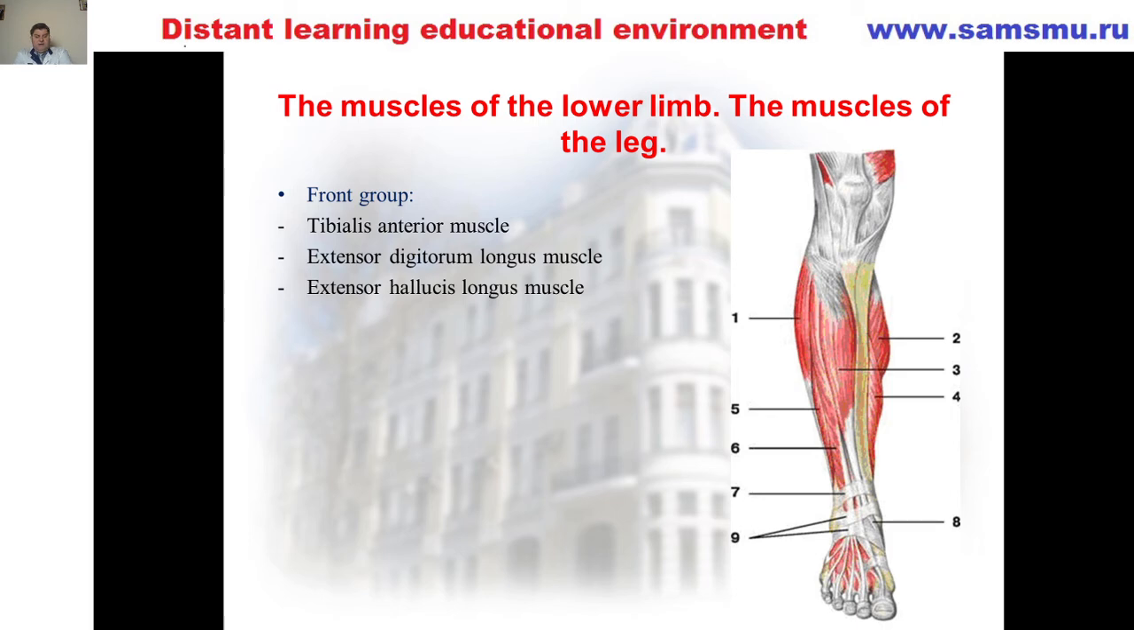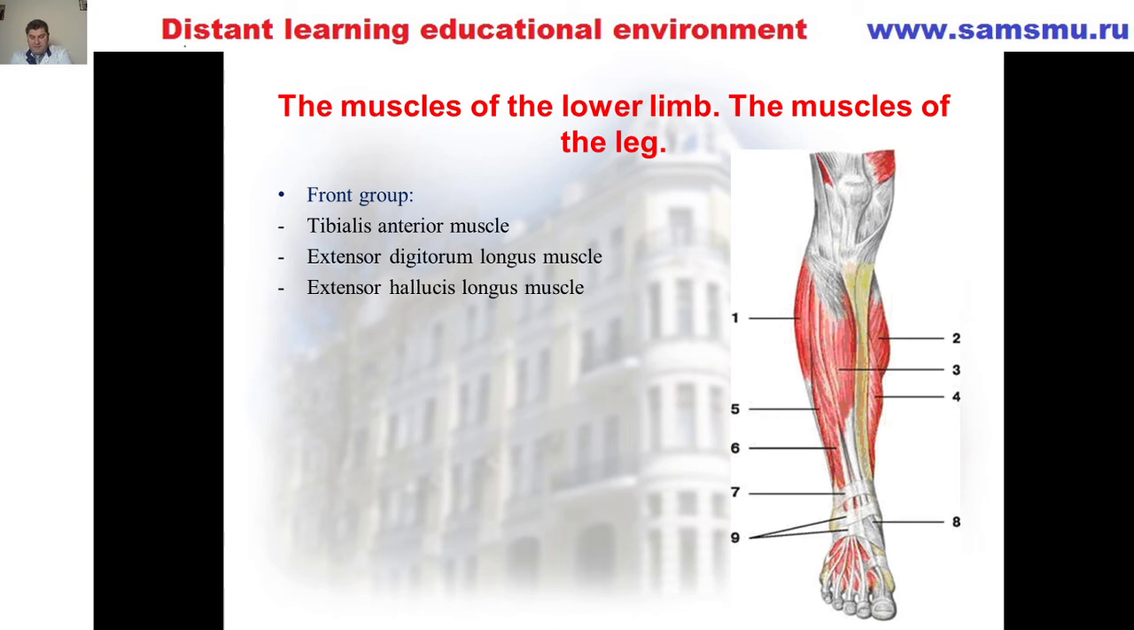It arises from the medial surface of the fibula and from the interosseous membrane, descends through the medial canal under the inferior extensor retinaculum onto the dorsal surface of the foot, onto the great toe. It's attached to the distal phalanx of the great toe and also gives off a slip to the proximal phalanx.